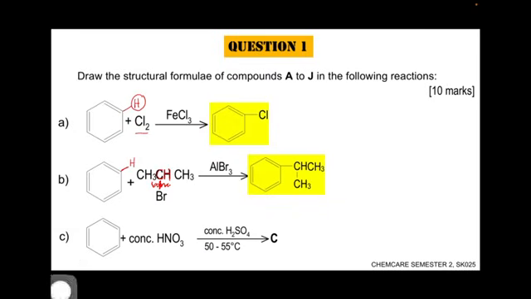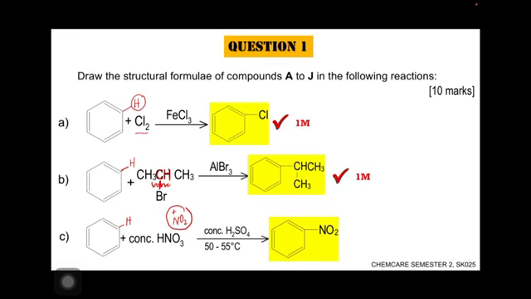Okay, question C. Reaction of benzene with concentrated HNO3, concentrated H2SO4, temperature 50 to 55 degrees Celsius. This reaction is nitration. In nitration, your electrophile here will be NO2+. So NO2+ will replace or substitute the hydrogen. So you will produce nitrobenzene. Each of the structures will give you 1 mark.